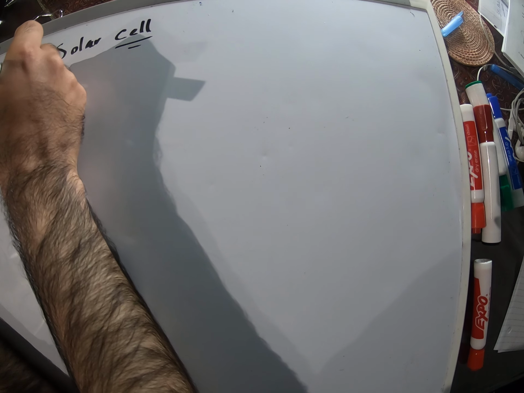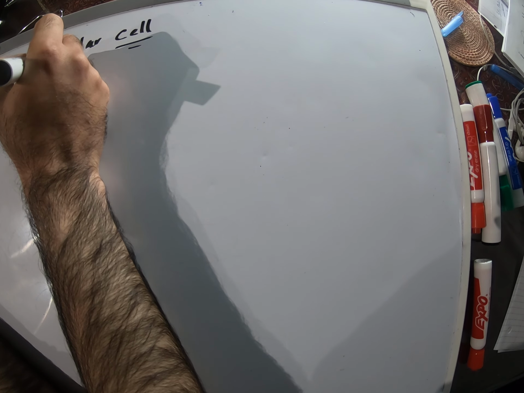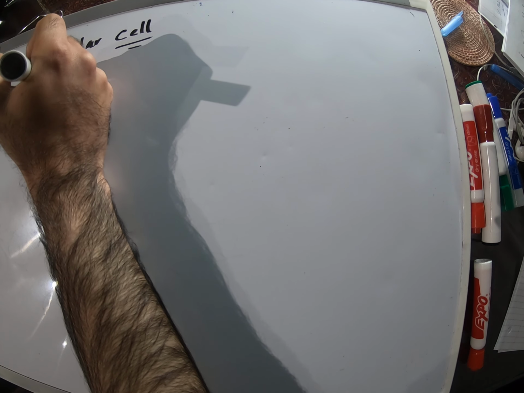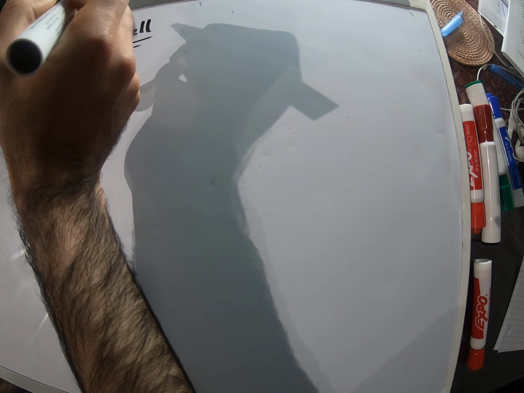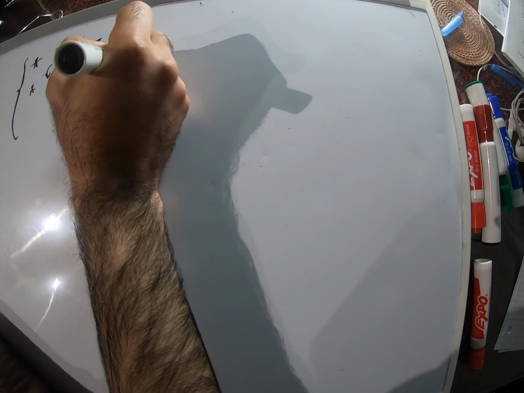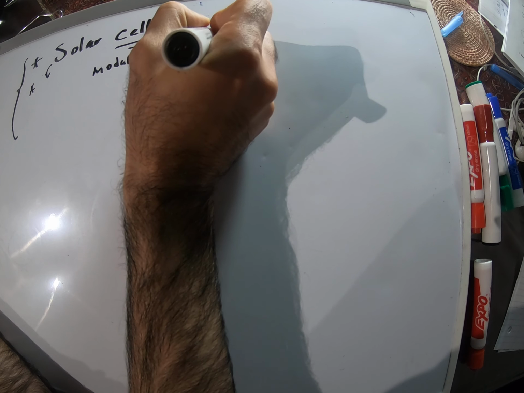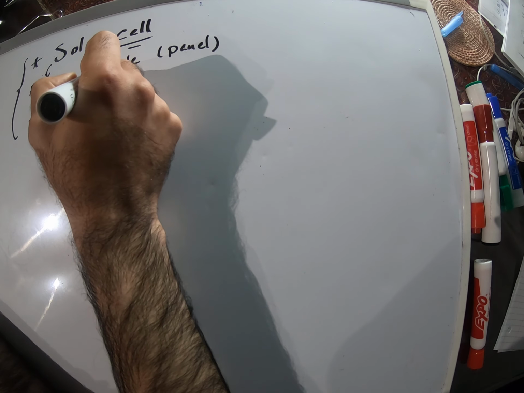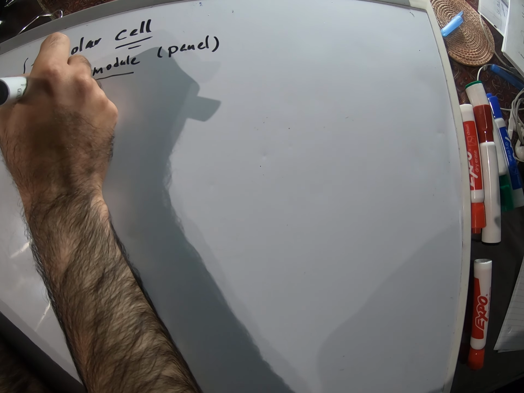So what we do, we saw that we put many of these solar cells in series together, or in a combination of parallel and series topologies together to get solar modules or solar panels. And also in solar power plants, they put many of these solar modules together to make a solar array.